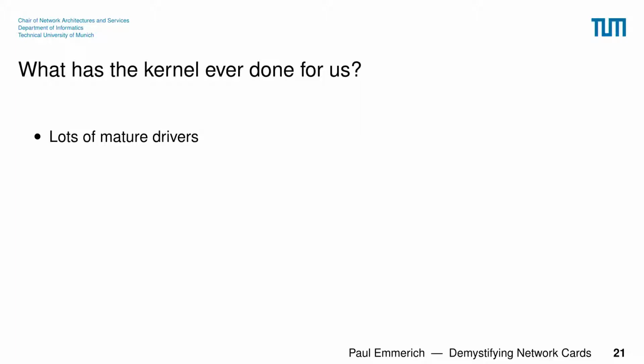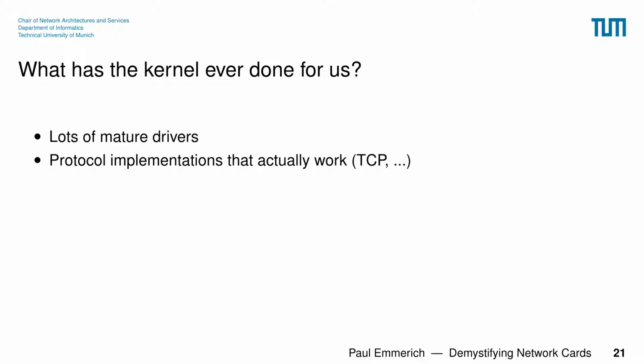OK, what has the kernel ever done for us except for all these nice major drivers? There are very nice protocol implementations that actually work. Like the kernel TCP stack is a work of art. It actually works in real-world scenarios, unlike all these other TCP stacks that fail under some things or don't support the features we want. So there is quite some nice stuff. But what has the kernel ever done for us except for these major drivers and these nice protocol stack implementations?